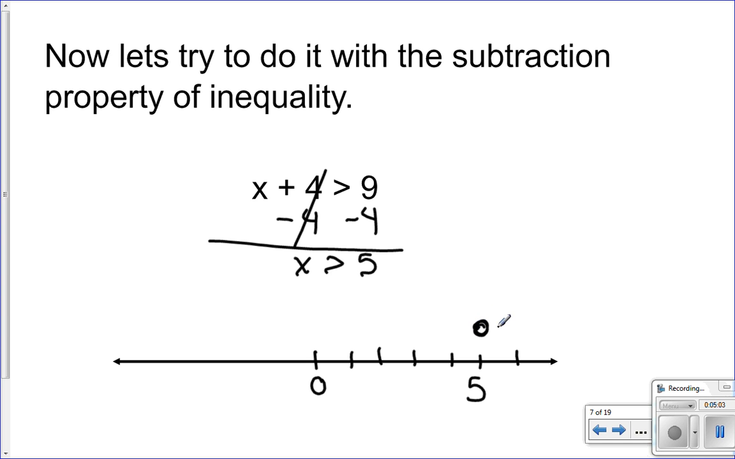So it's an open circle. It's everything greater than 5. For example, 6. 6 is greater than 5. And if I plug 6 in here, I get 6 plus 4 is 10, and 10 is greater than 9.